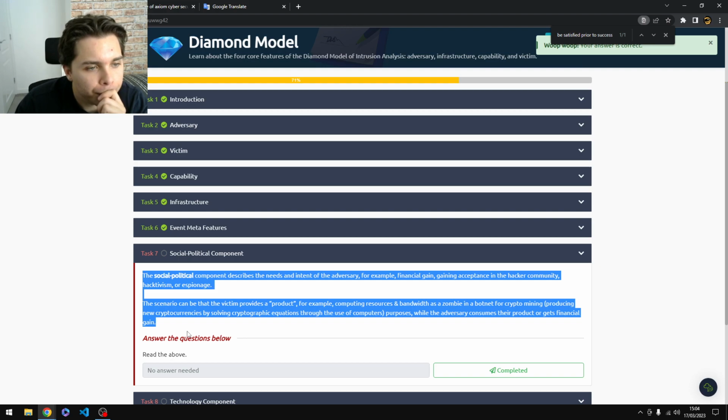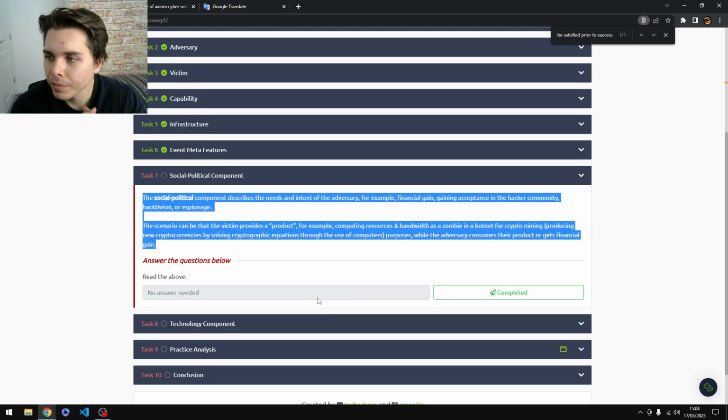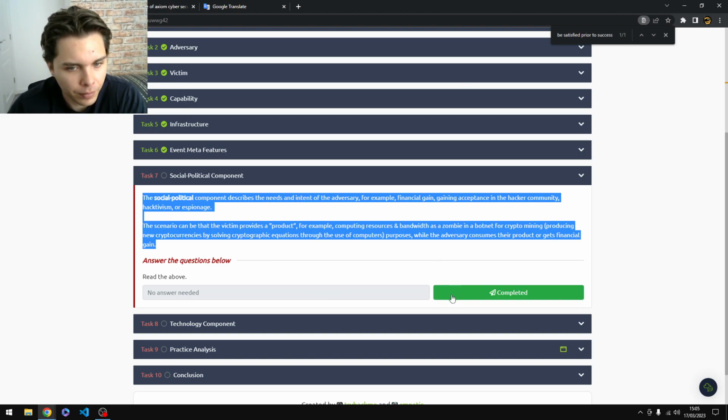The social political component describes the needs and intent of the adversary, for example, financial gain, gaining acceptance in the hacker community, hacktivism, or espionage. The scenario can be that the victim provides a product, for example, computing resources and bandwidth as a zombie in a botnet for crypto mining, producing new cryptocurrencies by solving cryptographic equations through the use of computers, while the adversary consumes their product or gets financial gain.